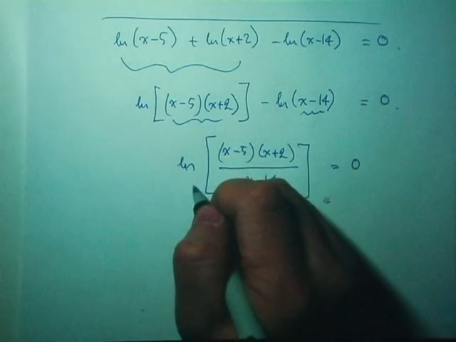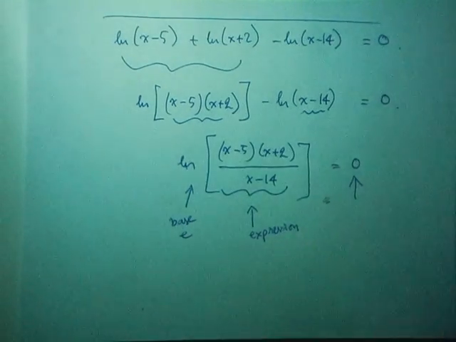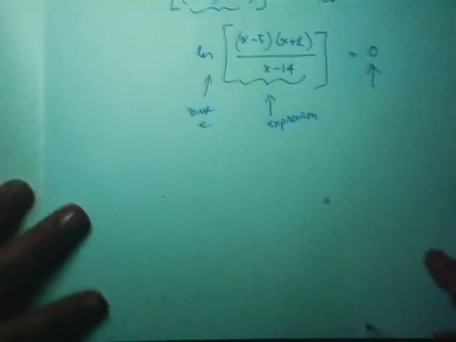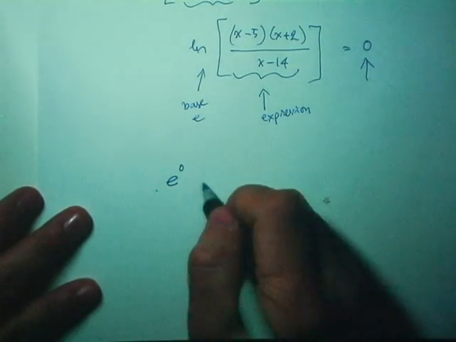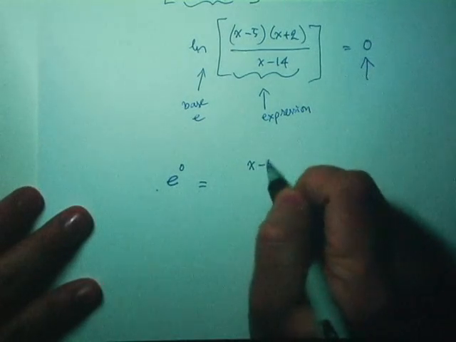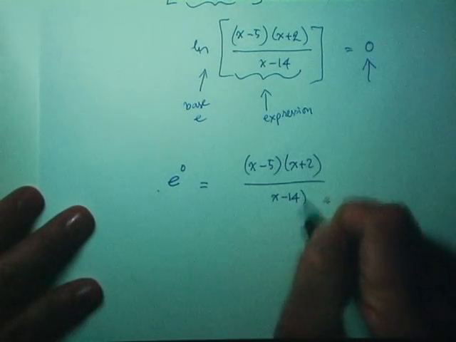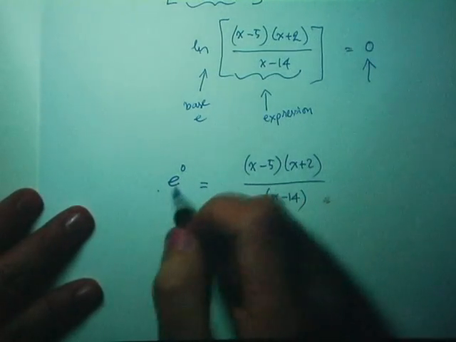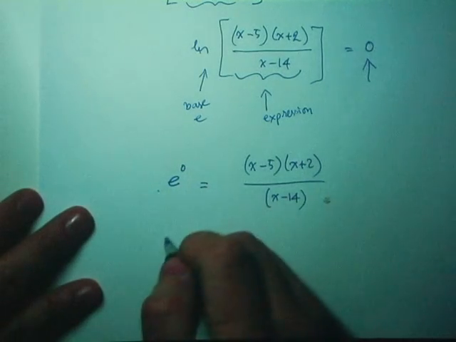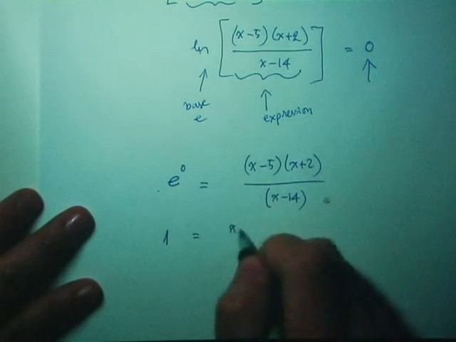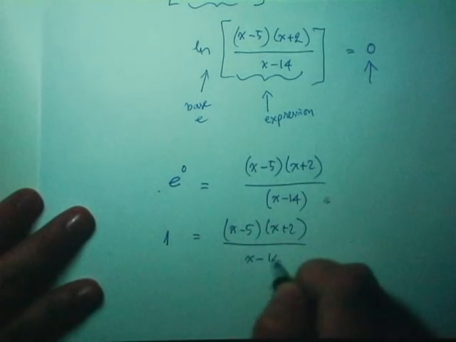Natural log means base e. So my base here would be base e. And the number here is the number on the other hand side. So now the problem becomes simple. You can just simply do e to the 0 equals x minus 5 times x plus 2 over x minus 14. Okay? And of course, we have learned before, a non-zero number raised to the 0 power is going to be 1. So 1 equals x minus 5 times x plus 2 over x minus 14.